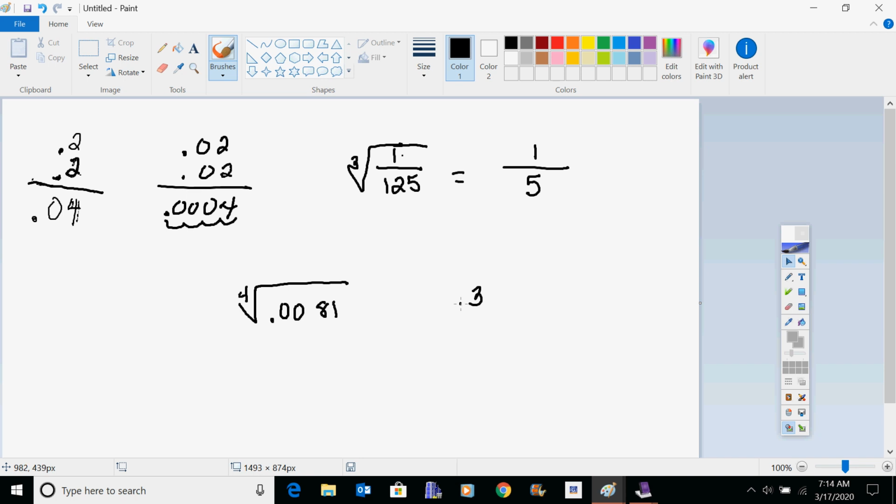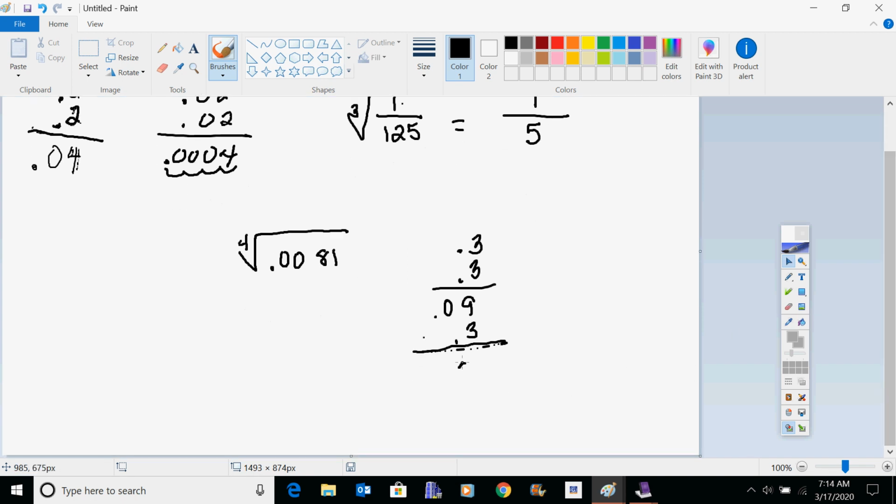Start thinking about, well, what if I took 0.3 times 0.3? That will give me 0.09. And then if I multiply that times 0.3, I'm going to get 0.027. And then if I do that number times 0.3, there's where my 81 comes from. Move it 4 decimal places, and we end up with the right answer. So our answer to this problem would be 0.3. If it asked for all of the roots, you would have 0.3 or negative 0.3.